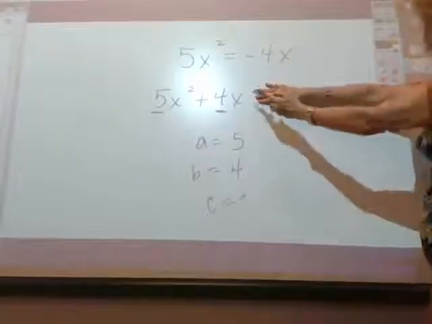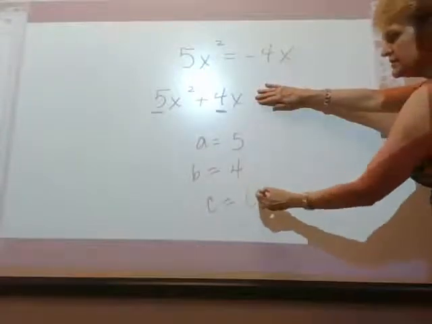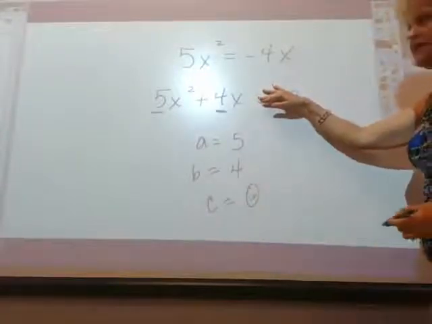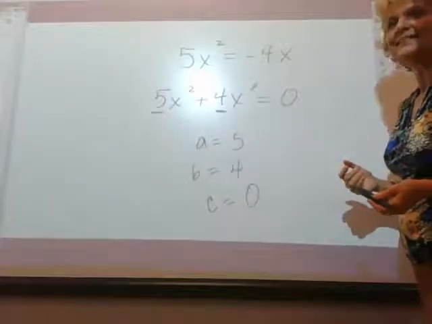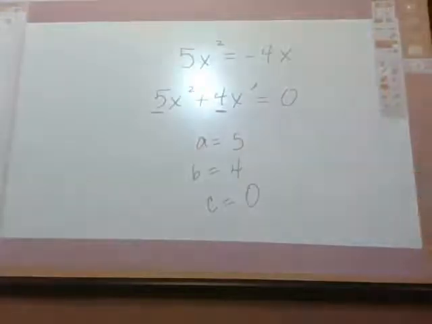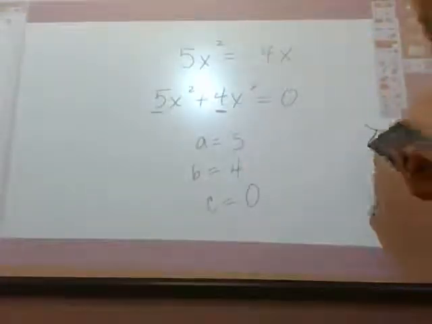And what's the c? Is anything added on in here? No. So c is 0. Okay? I could write plus 0, but why would I do that? It's implied. Okay. All right, so you do the practice, or try this, A, B, and C. So stop the video real quick, do A, B, C, and then come back and check with mine.